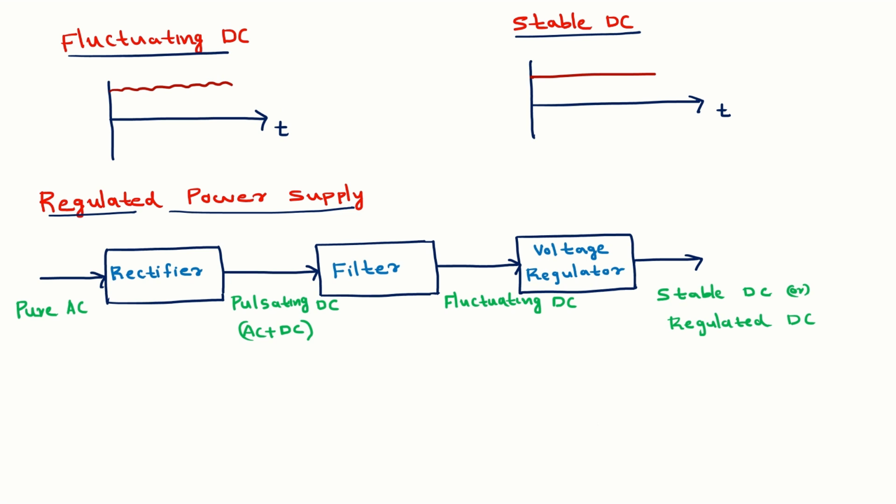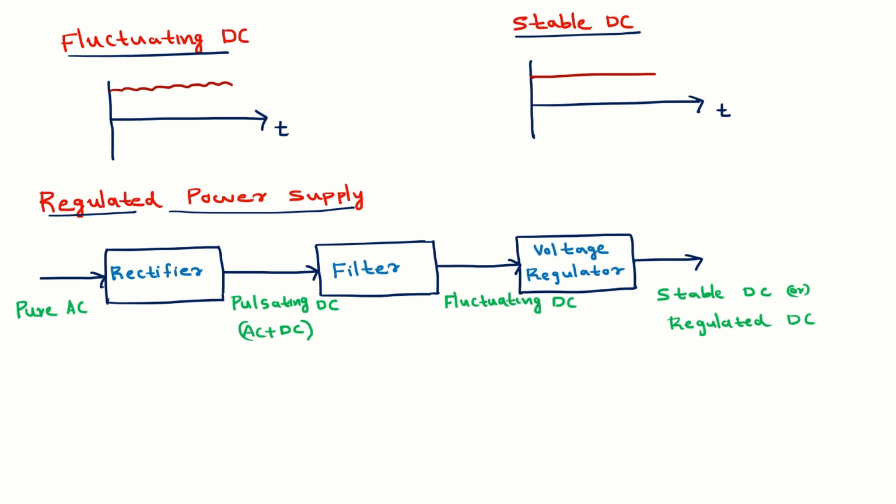Next is: what is a regulated power supply? At the top I am drawing two waveforms, fluctuating DC and stable DC, which I will explain later. Next we are moving to the regulated power supply. The regulated power supply is an interconnection of rectifiers, filters and a voltage regulator. In today's session we are going to discuss only the rectifiers.